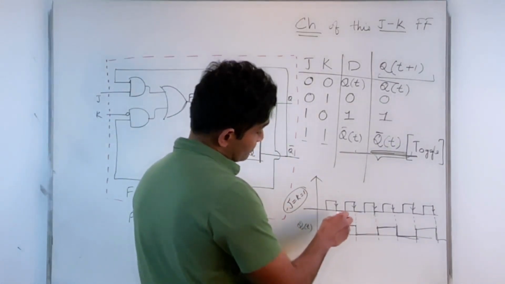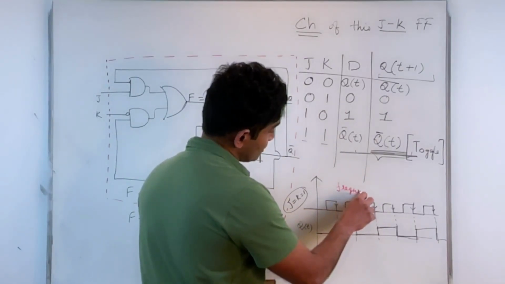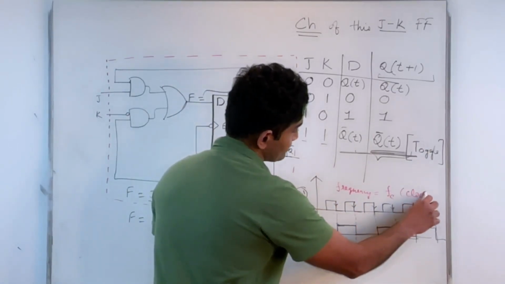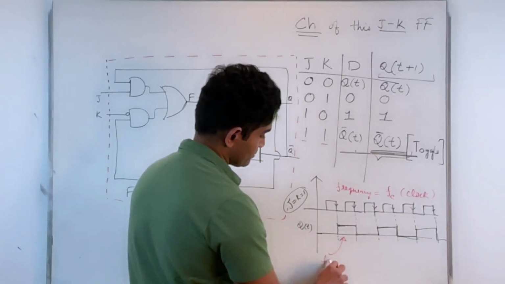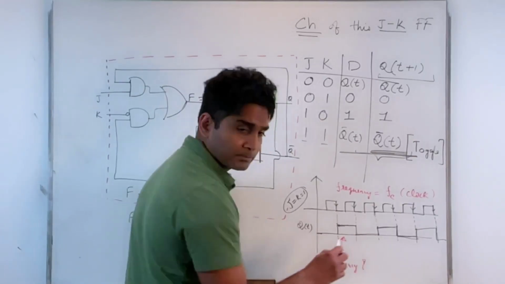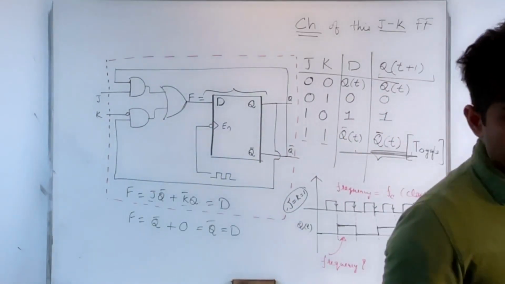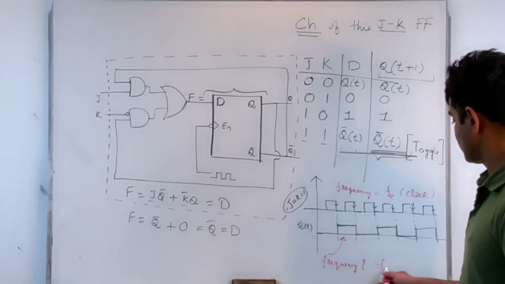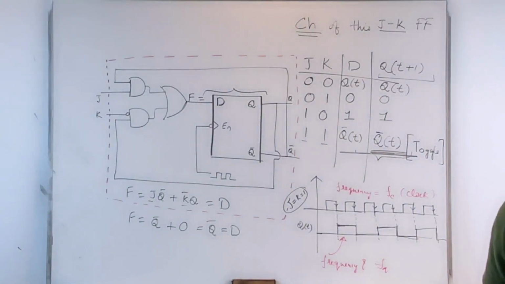Let's talk about the difference in terms of the clock frequencies. Let's say the frequency of the clock is Fc, the clock frequency. What can you say about the frequency of Q of t, this frequency? Are they the same? Obviously not. If I call it FQ, is FQ larger than Fc or FQ less than Fc?